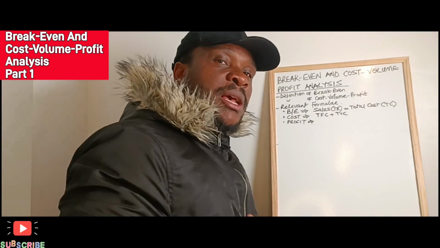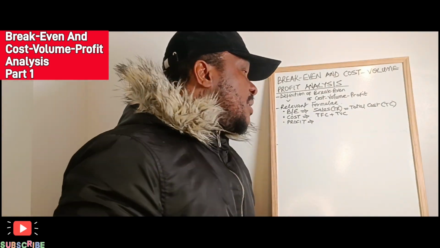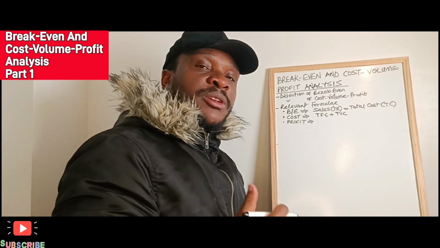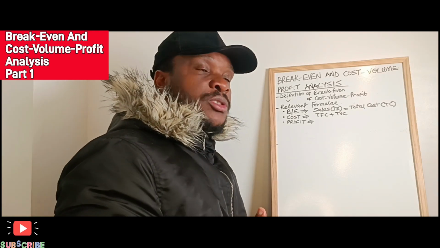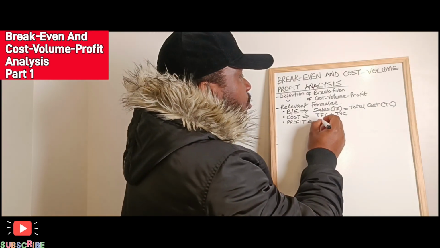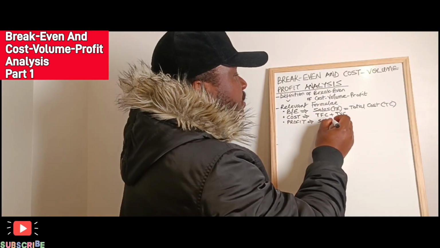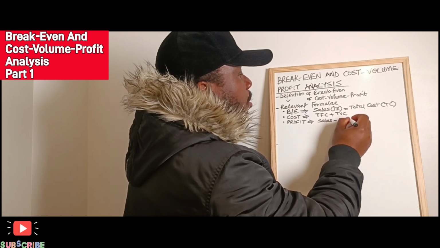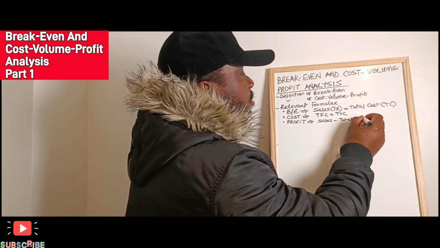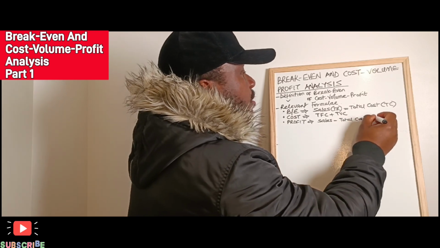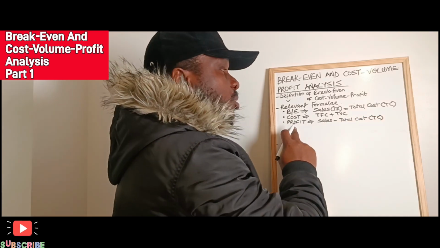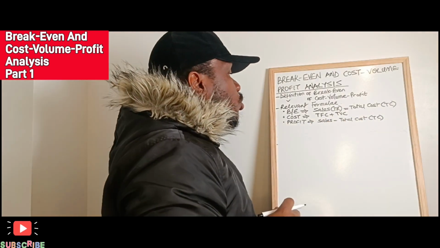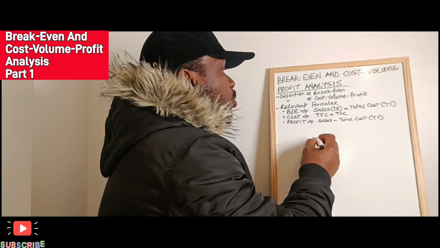You know as much as I do that profit is the excess of sales revenue over total cost. Which means sales less total cost. Total cost is TC. Profit is what? Sales less total cost.